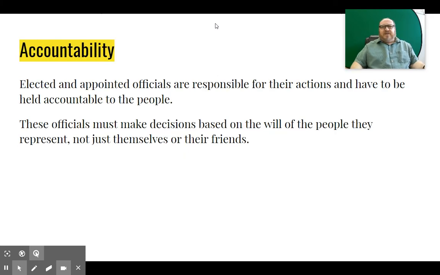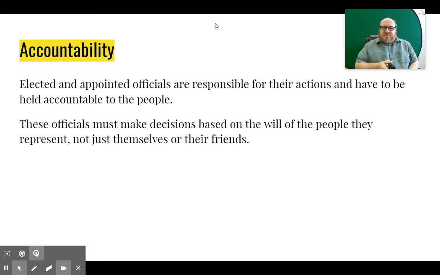Okay, accountability. This goes right along with rule of law. Elected and appointed officials are responsible for their actions and have to be made accountable to the people. A lot of times that just happens through voting. You hear that an elected individual did something they shouldn't have, you don't re-elect them. There he is, problem solved. That person's gone and out.